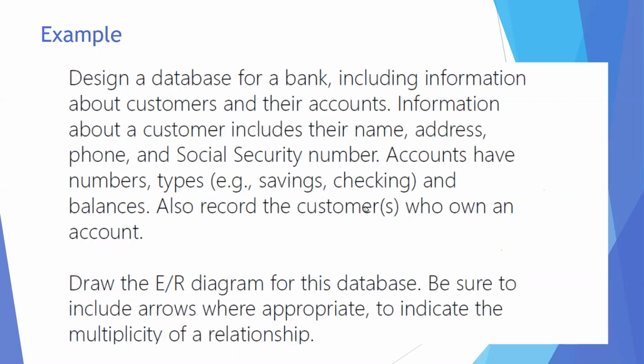We only have two entities here. I think so. I want to believe so. All right, okay. So what are the attributes of customers? The name, address, phone, then social security number.